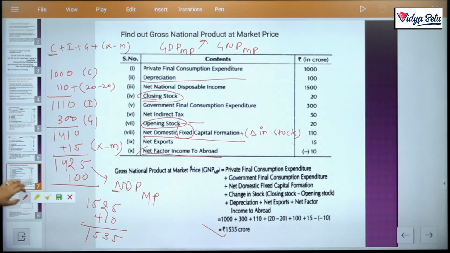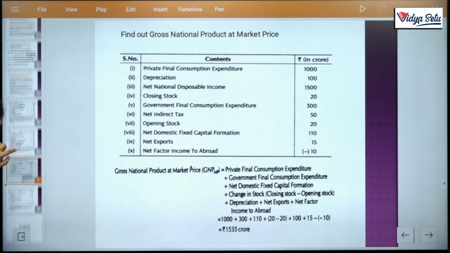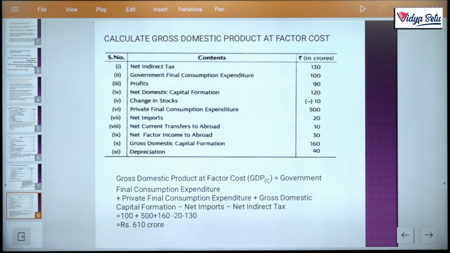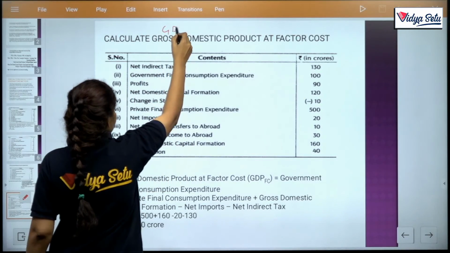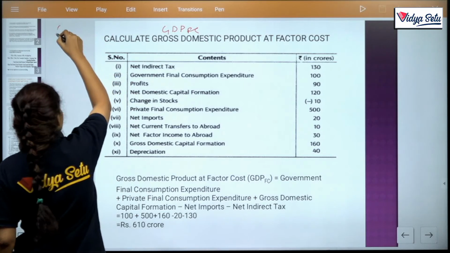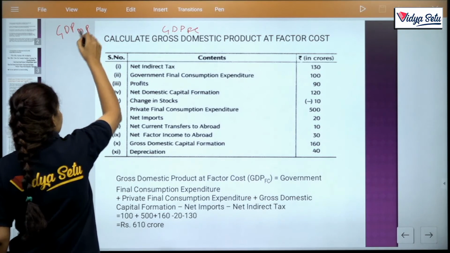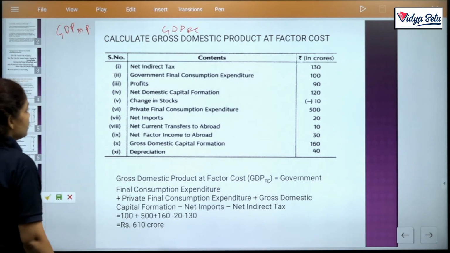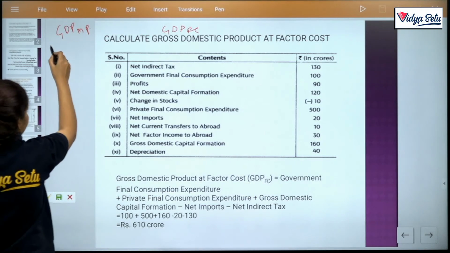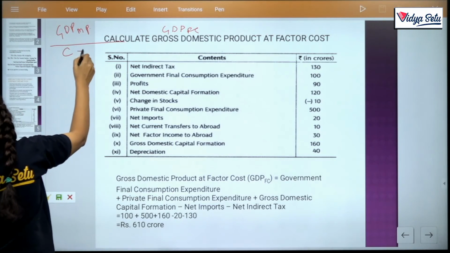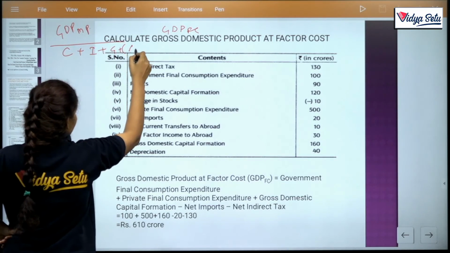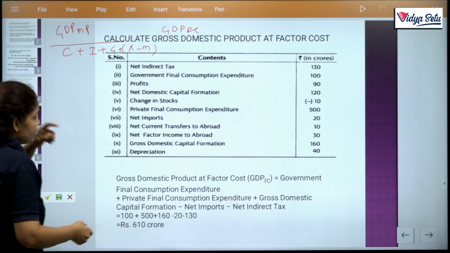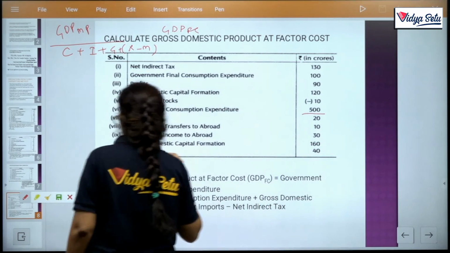Clear? So there is one more question, and this is your last question. Calculate gross domestic product at factor cost, GDP at FC. We have to calculate GDP at FC, and by the expenditure method we receive GDP-MP. Okay? So first of all, again the same thing: C plus I plus G plus X minus M. First of all, C is 500.